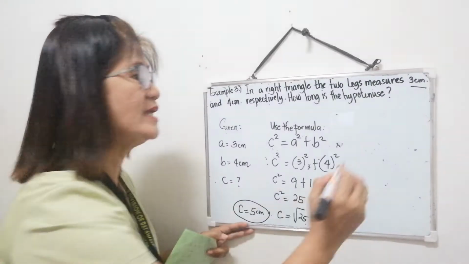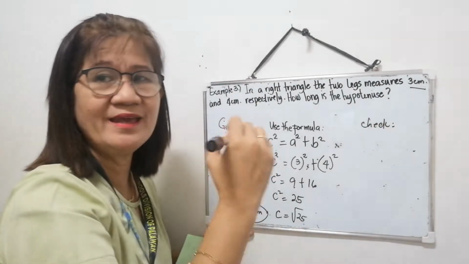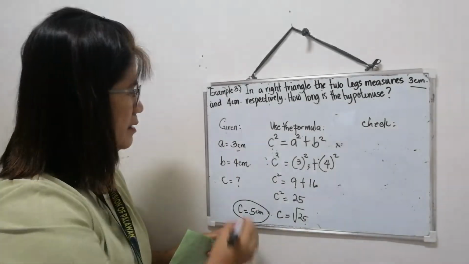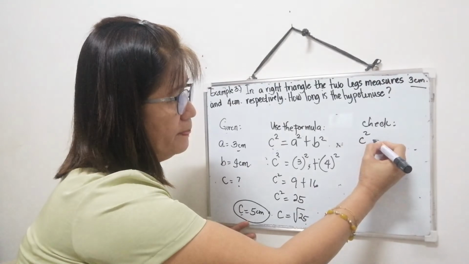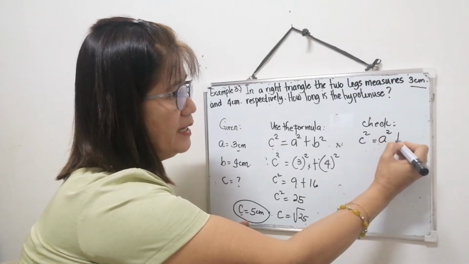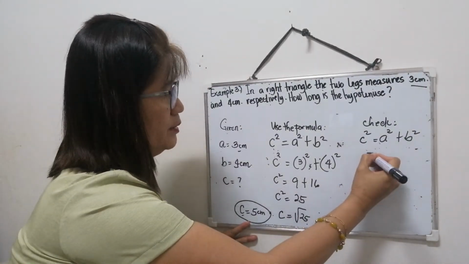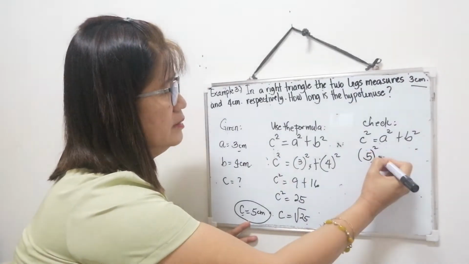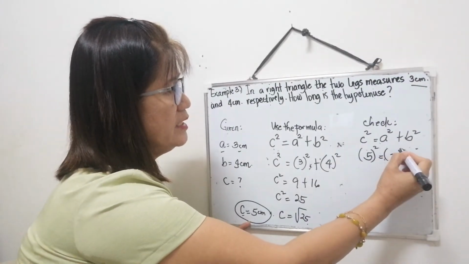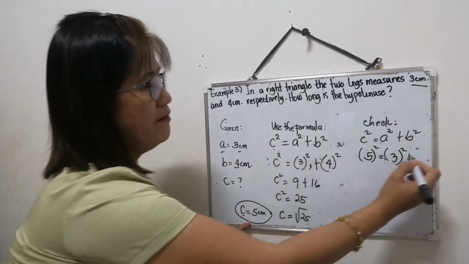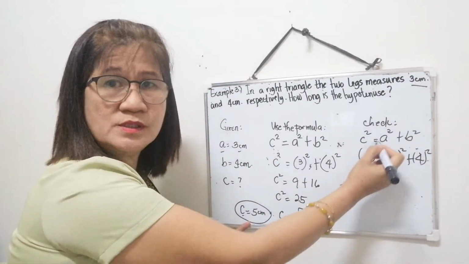Okay? So, you can check your answer. You can check by replacing a by 3, b by 4, and c by 5. So, it will be c squared equals a squared plus b squared. What is our c? 5. So, magiging 5 squared. What is our a? 3. So, magiging 3 squared. What is our b? 4. Okay, then, you have to simplify this.